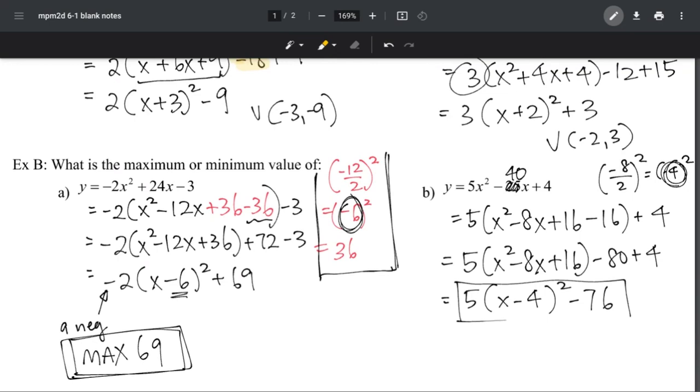I'm in vertex form. Want to know if it's a maximum or minimum, so this a is positive. So that means I'm not doing a vertical flip, so it's opening upwards. So that tells me I have a minimum value, and it's always the y value, negative 76.